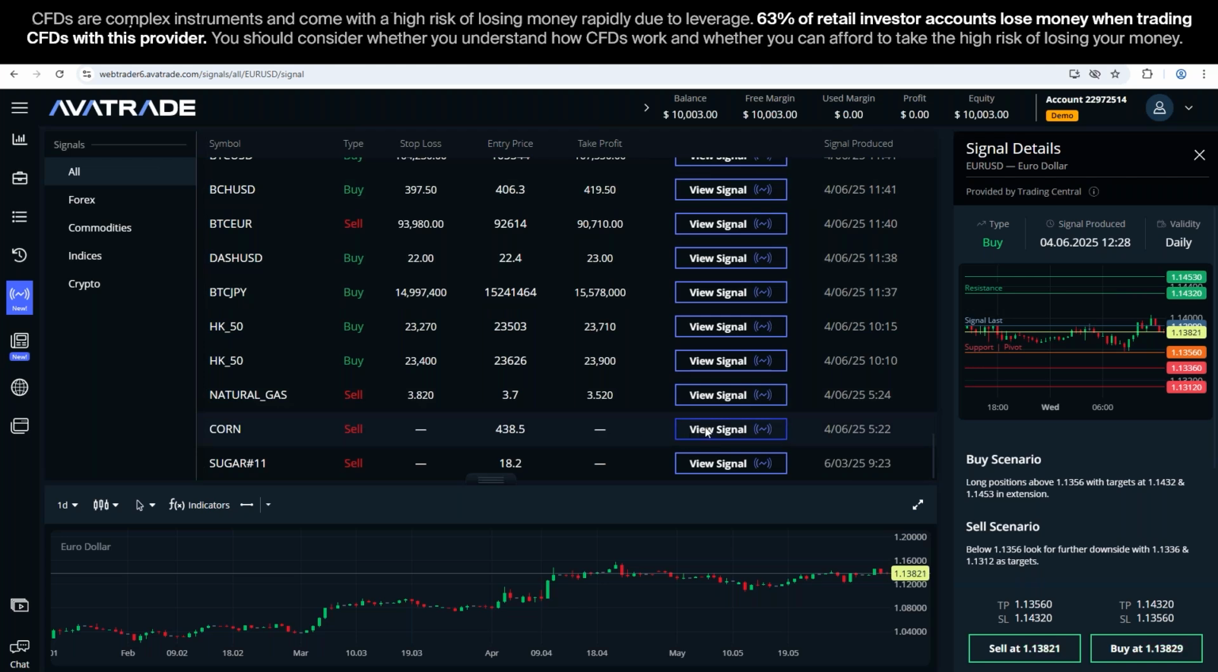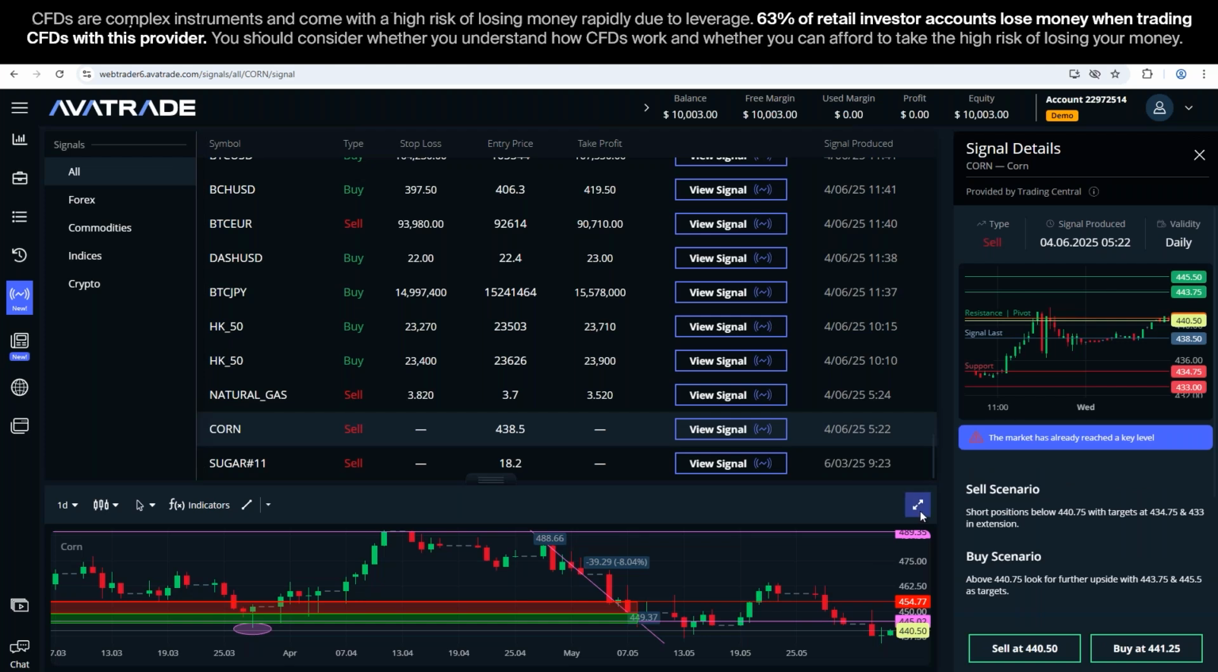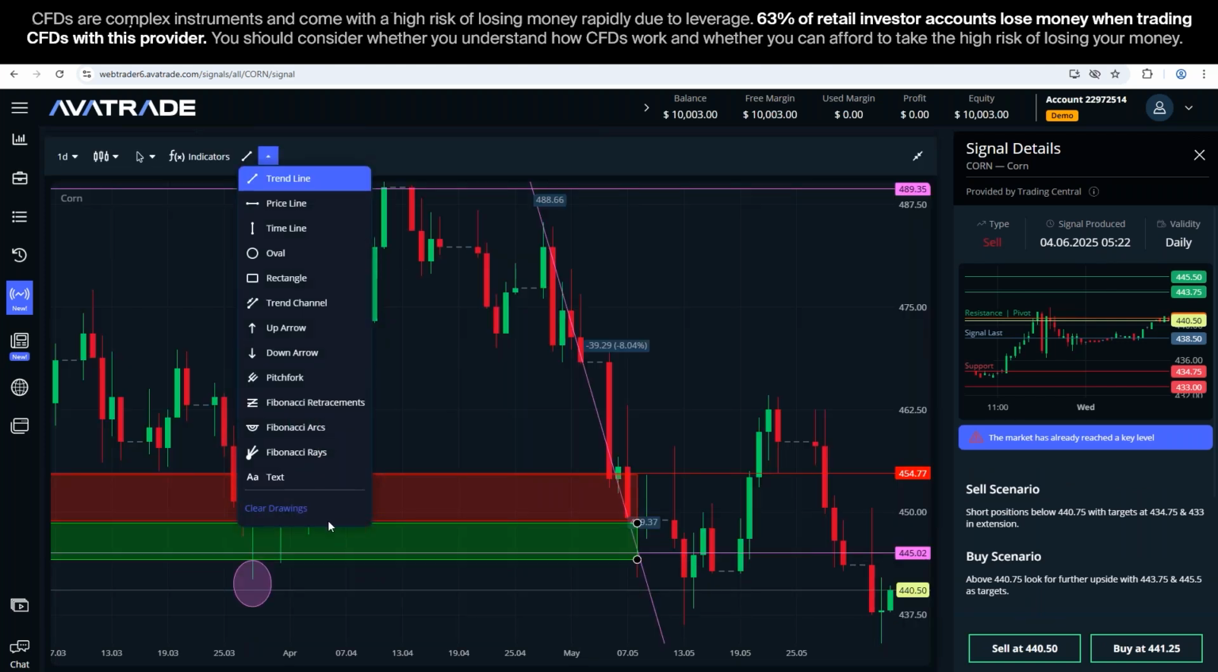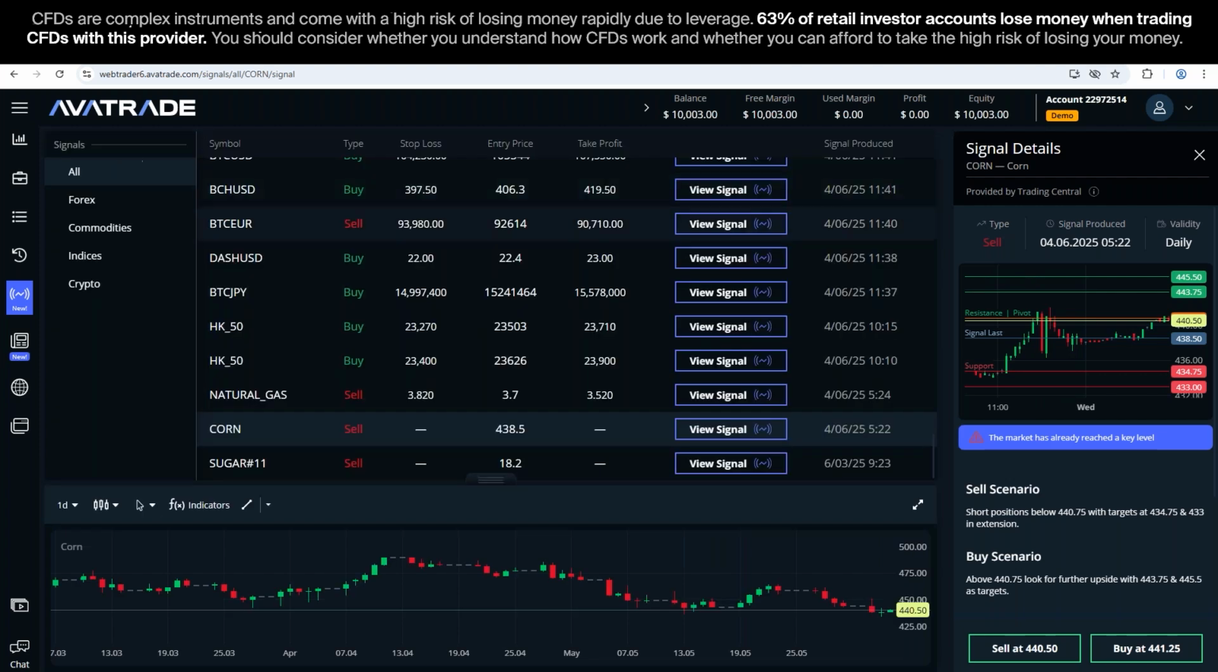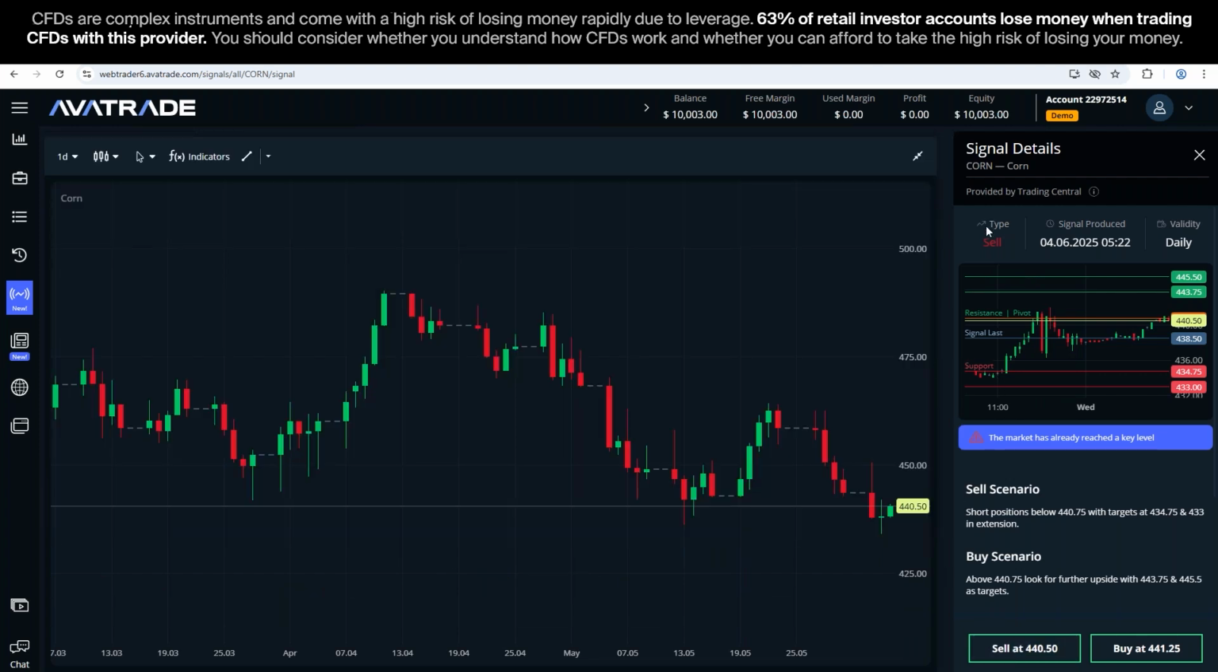Because if I click on the signal and expand here, and let's clean it up a bit, at the moment, as you can see, the market has already reached a key level. What does that mean? It means that the analysis that was done here has already passed. And if we try to use the signal the same way we did with Euro USD, it's not going to let us do it. So we're going to try. Okay, so that says here sell. We're going to click on sell.